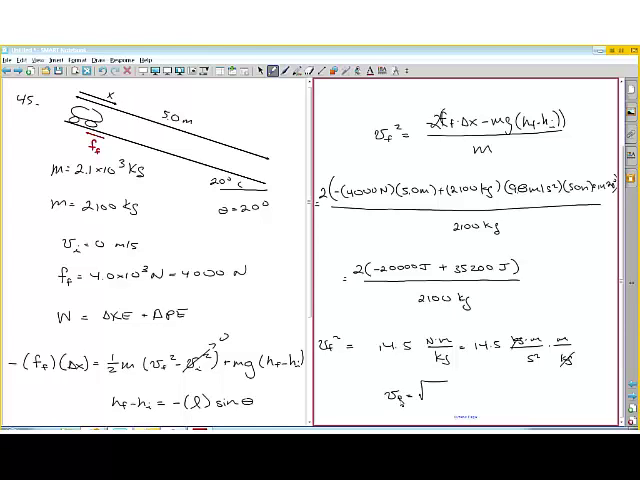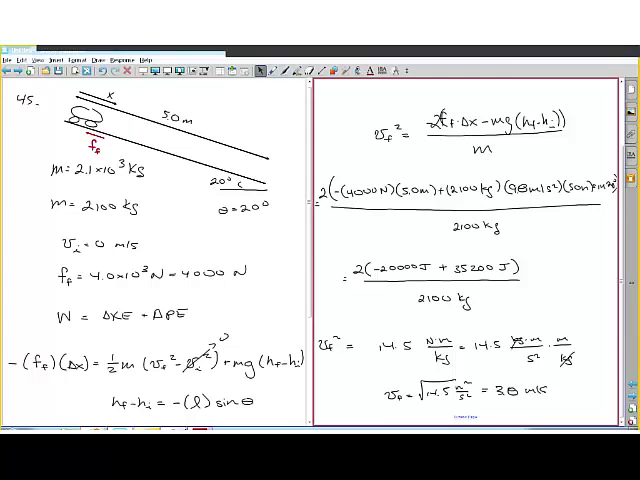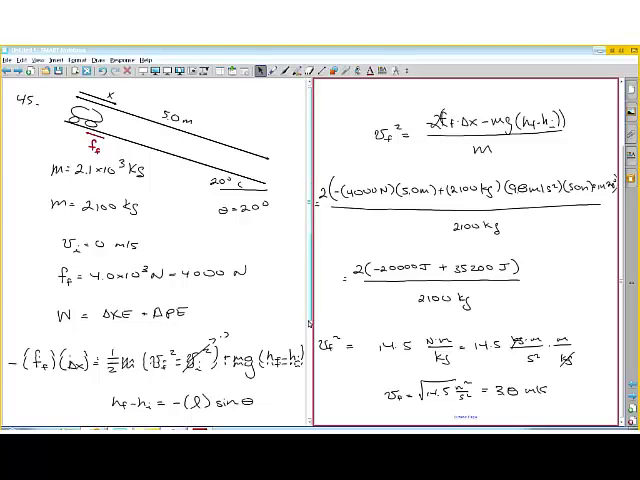So now we take the square root of that. 14.5 meters squared per second squared. And I get 3.8 meters per second, which sounds familiar. So let me just check the solution here. Yep. Okay, so that's how you do it using energy.